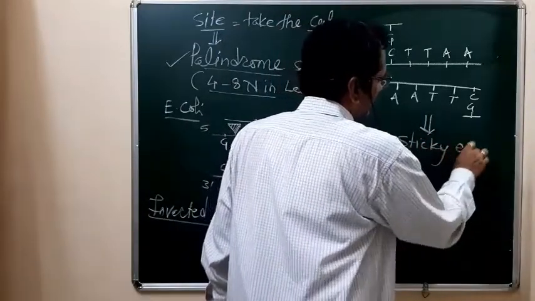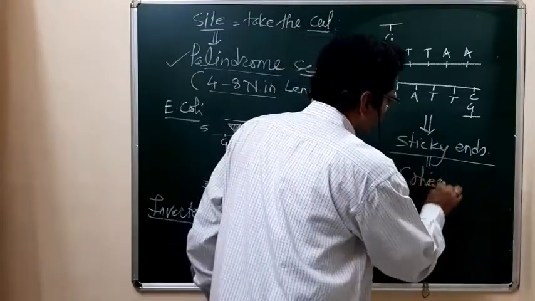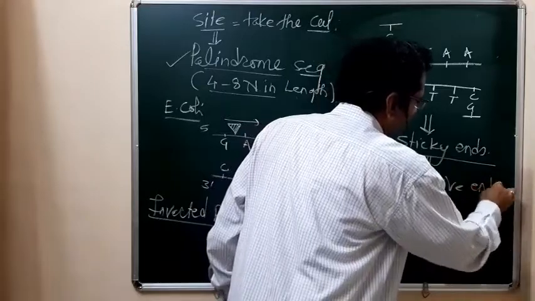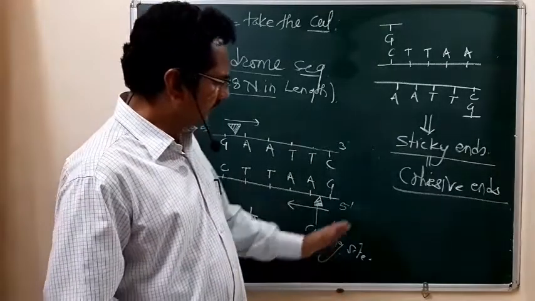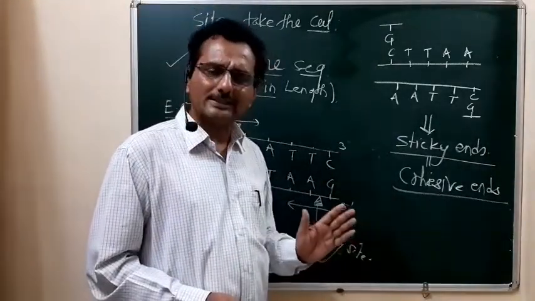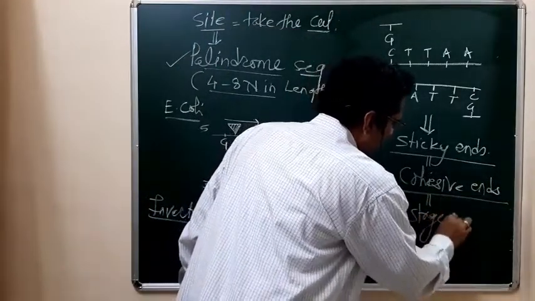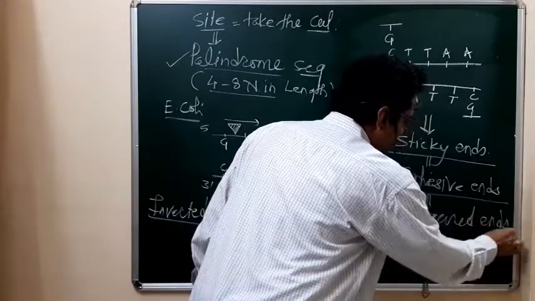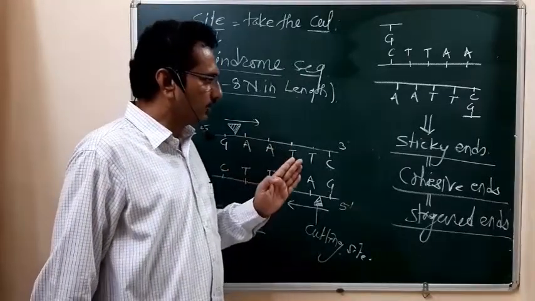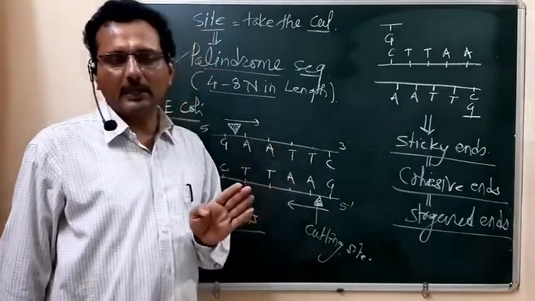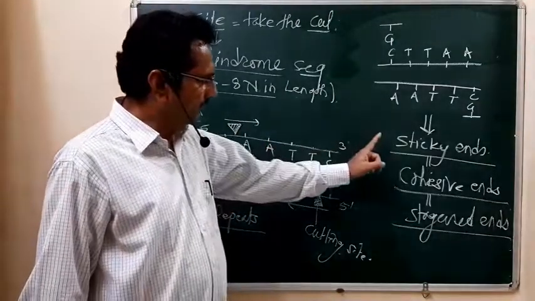Okay, sticky ends, also called cohesive ends, or staggered ends. So always remember, when restriction endonuclease enzymes cut the DNA at the palindrome sequence, they form sticky ends.